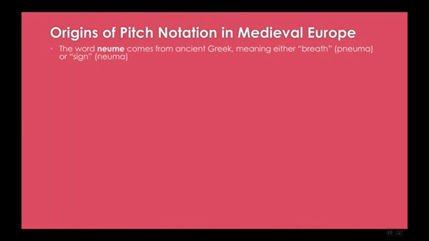So this is a little bit of background on what this all means. The term neume comes from the ancient Greek, and they don't really know whether it came from the word to breathe or the word breath, pneuma. We still use that, like if you get pneumonia, or the word for sign, pneuma. Anyway, I assume it has to do with breath, but who knows?